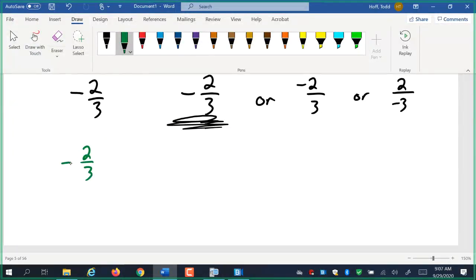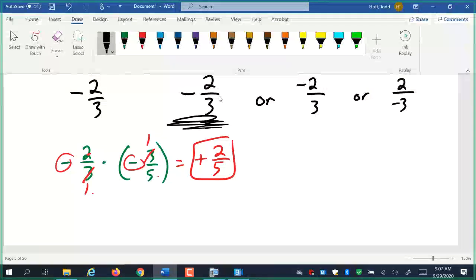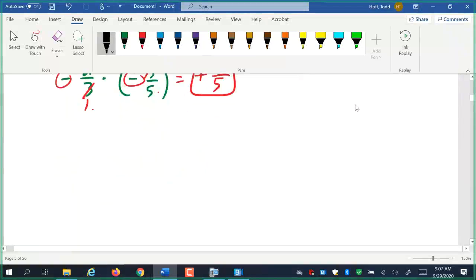Negative 2/3 times negative 3/5. Well, I can just cross cancel the 3's. 3 divided by 3 is 1 in both cases. 2 times 1 is 2. 1 times 5 is 5. A negative times a negative is a positive, so that's just a positive 2/5. That works out just fine. But there are times where it might be beneficial to have it as either one or the other.